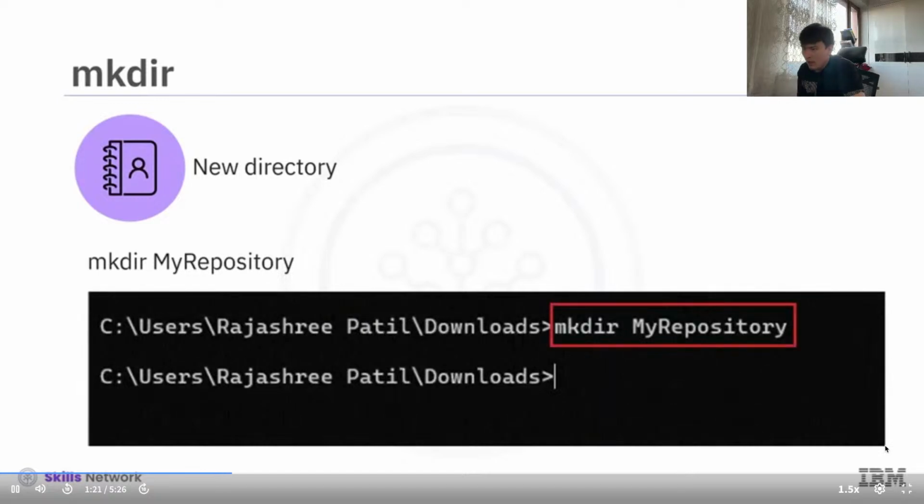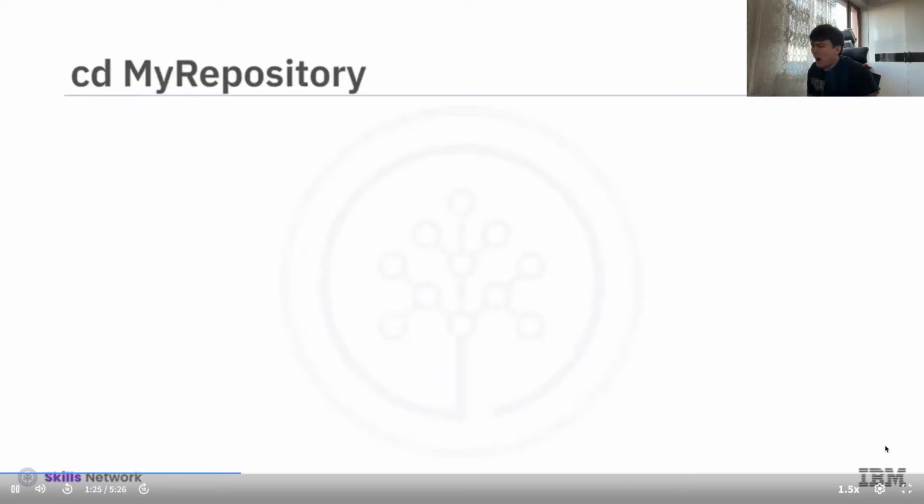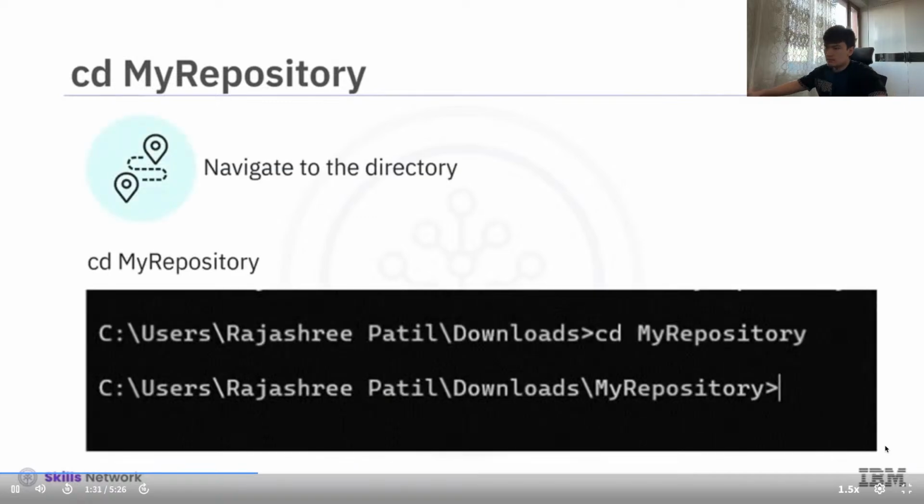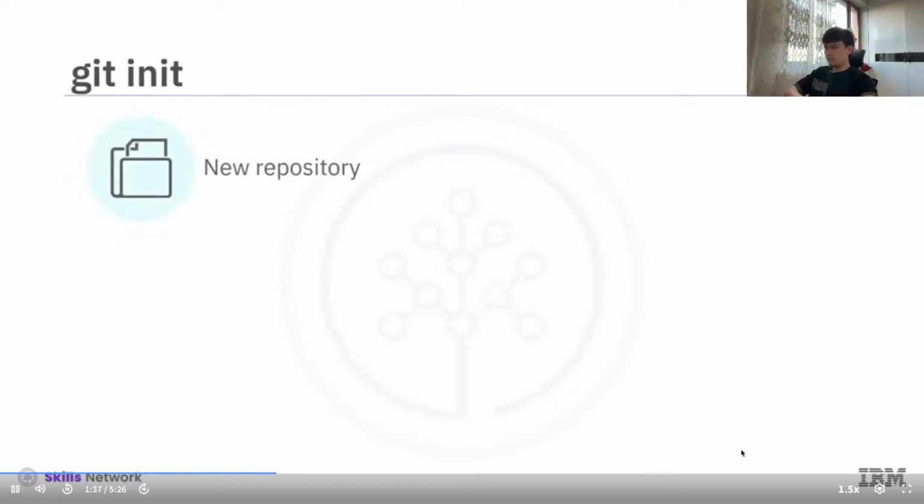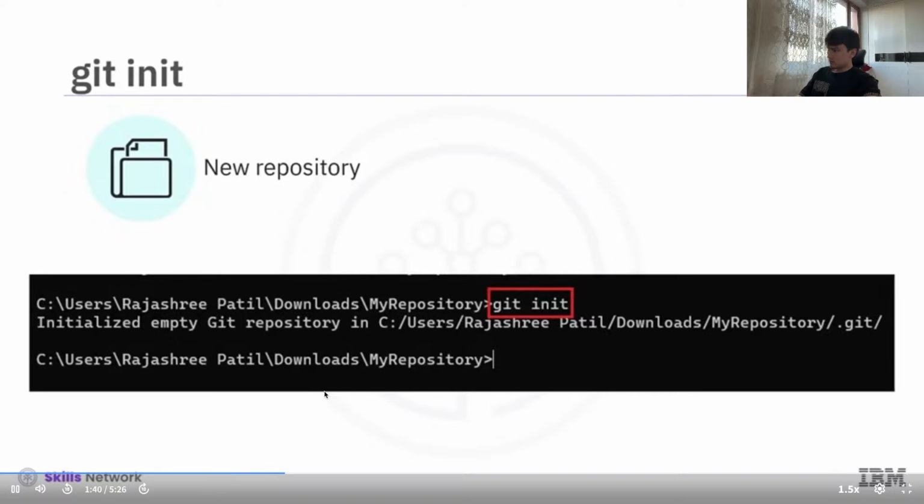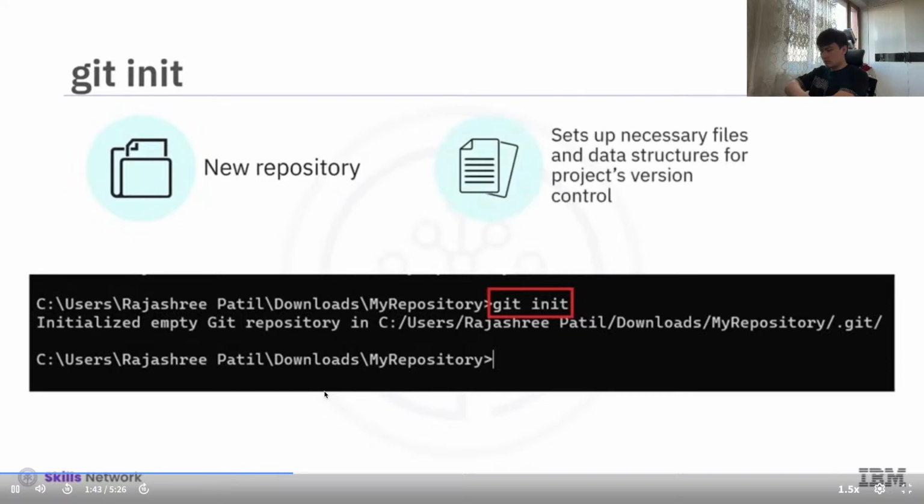The mkdir command stands for Make Directory. Once you have created the directory, navigate to the directory using the cd My Repository command. This command is used to navigate into a specific directory. Now, let us create a new repository in this directory using the git init command. It sets up the necessary files and data structure for Git to start managing your project's version control.